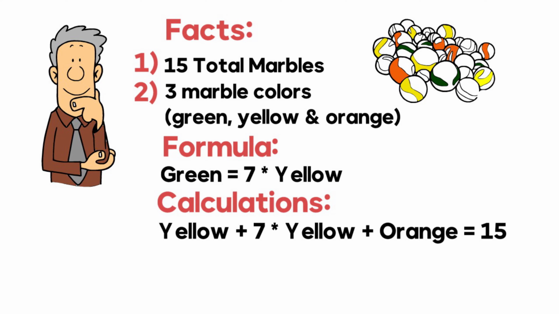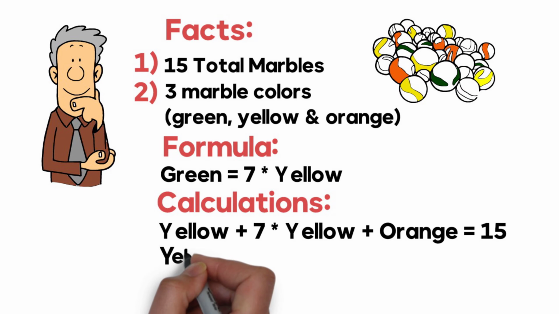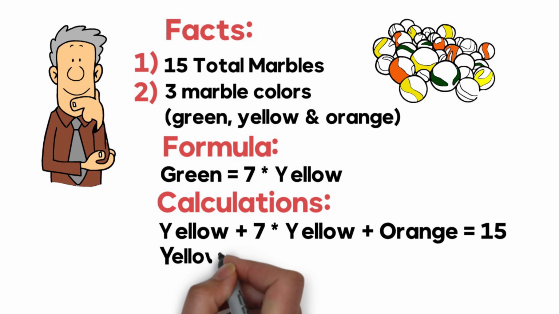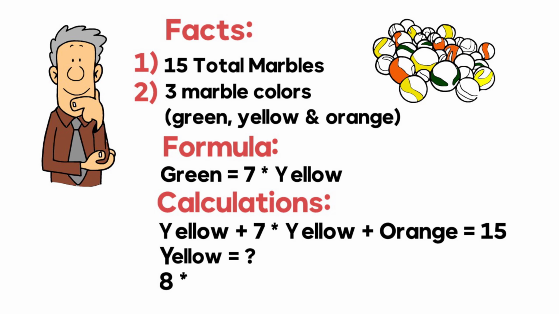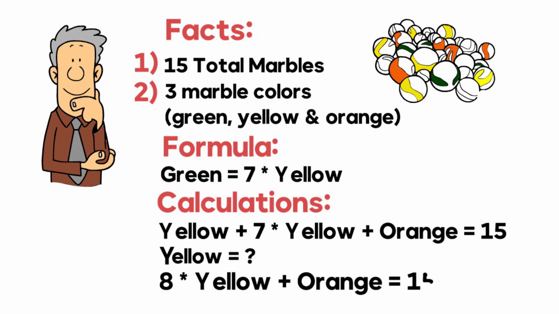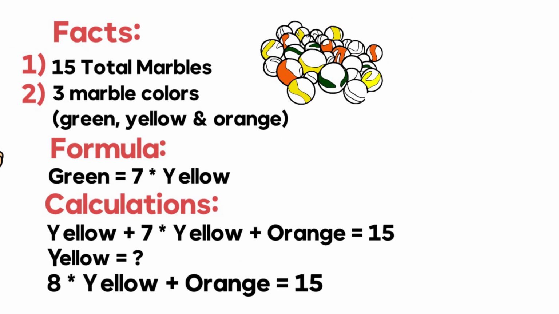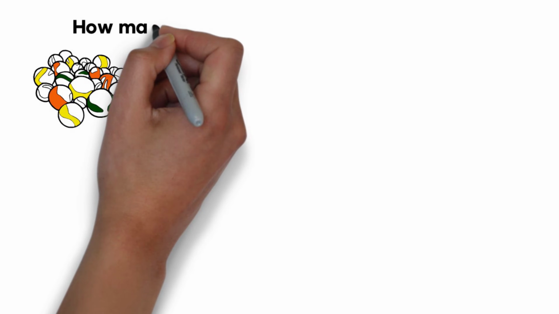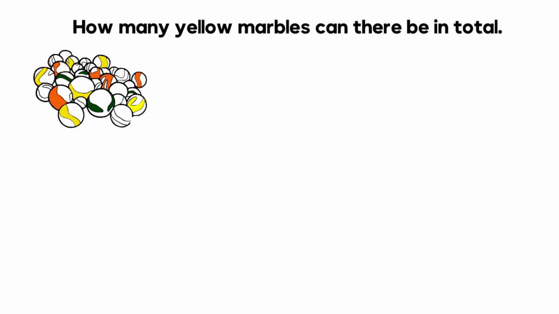Because 15 is a relatively small number, we can start guessing how many yellow marbles are in there. Our ability to solve this challenge is based off of the fact that there is a very small number of total marbles. If we simplify this formula, we get that 8 yellow marbles plus however many orange marbles equals 15. So the question is, how many yellow marbles can there be in total?